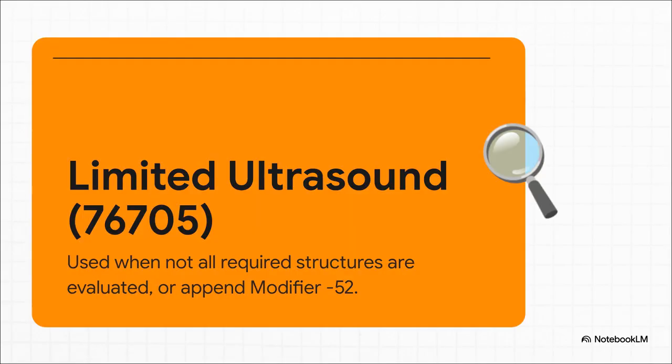Well, this triggers a strict CPC decision rule. Missing even one required organ, even if it's due to something completely unavoidable like bowel gas, forces you to change your coding approach. Because not all the required anatomical structures were evaluated, you have to drop down and report the limited abdominal ultrasound, code 76705, instead of the complete code. Or, depending on the specific documentation, you might append modifier 52 for reduced services. Just remember, never code a complete study if the anatomy isn't fully documented.